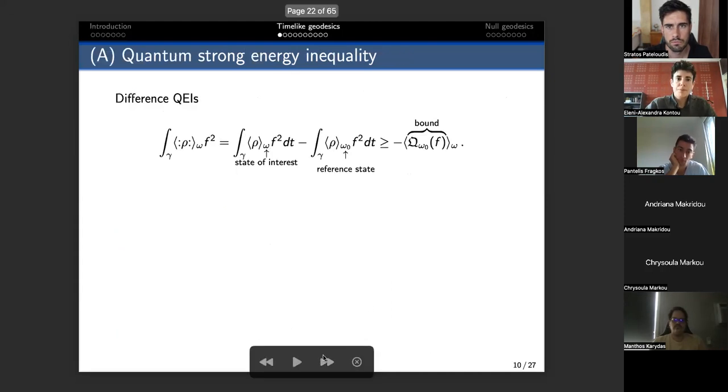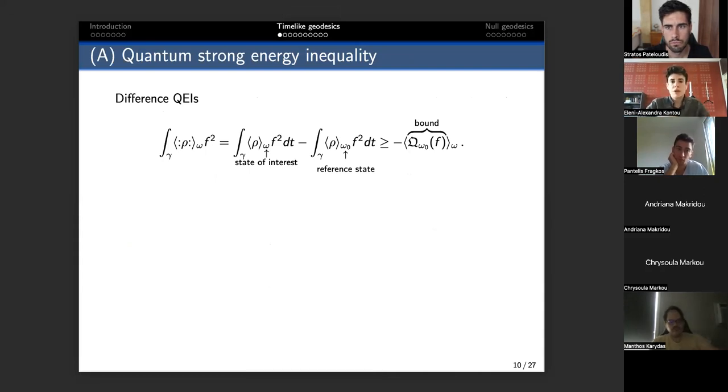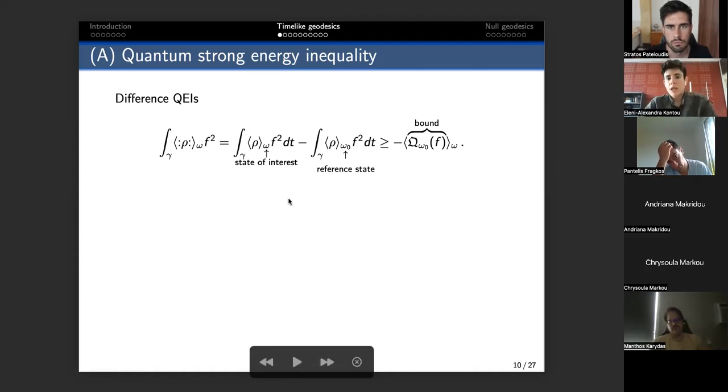All right. So let's start with time-like geodesics and the quantum energy inequality. The quantum energy inequality that I'm going to use is a difference one. What do I mean by that? I mean that we take the expectation value of energy density or similar quantities, the quantity of interest, at some state omega, which is the state of interest, and subtract the expectation value at some reference state.